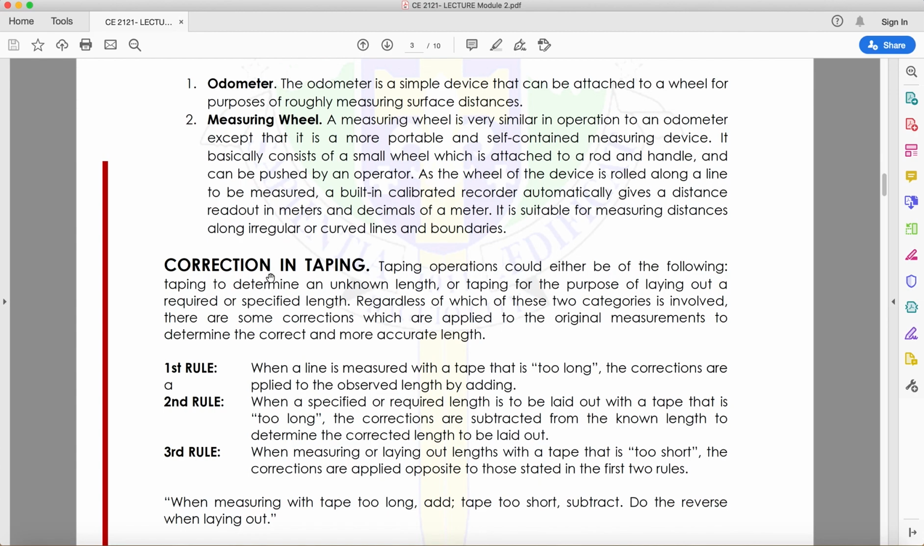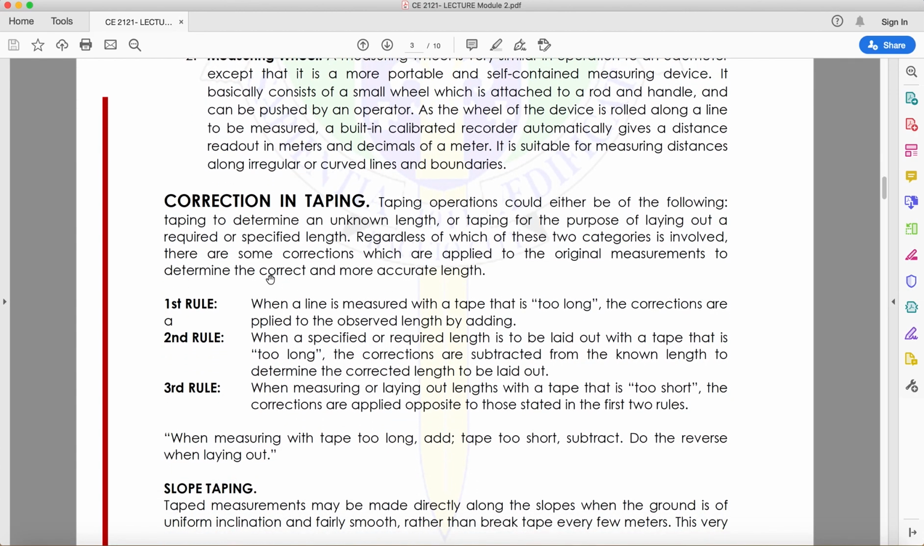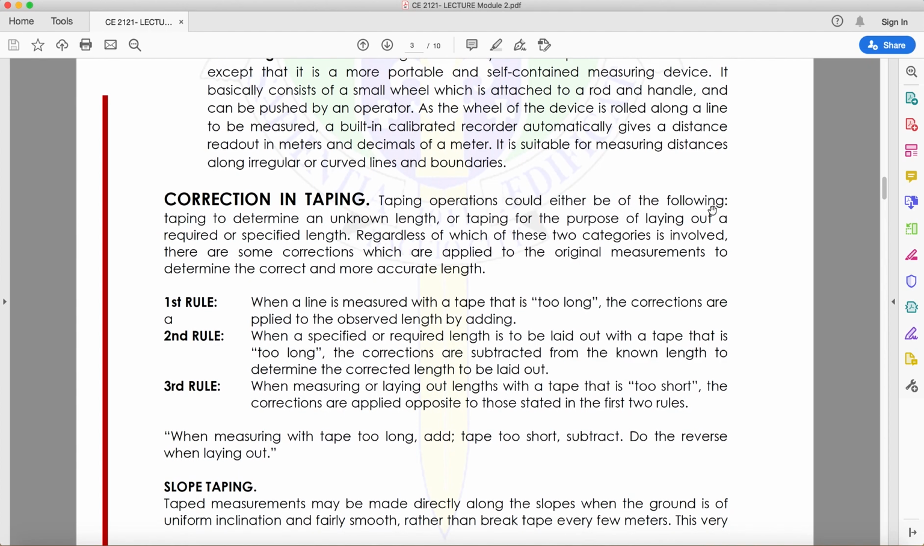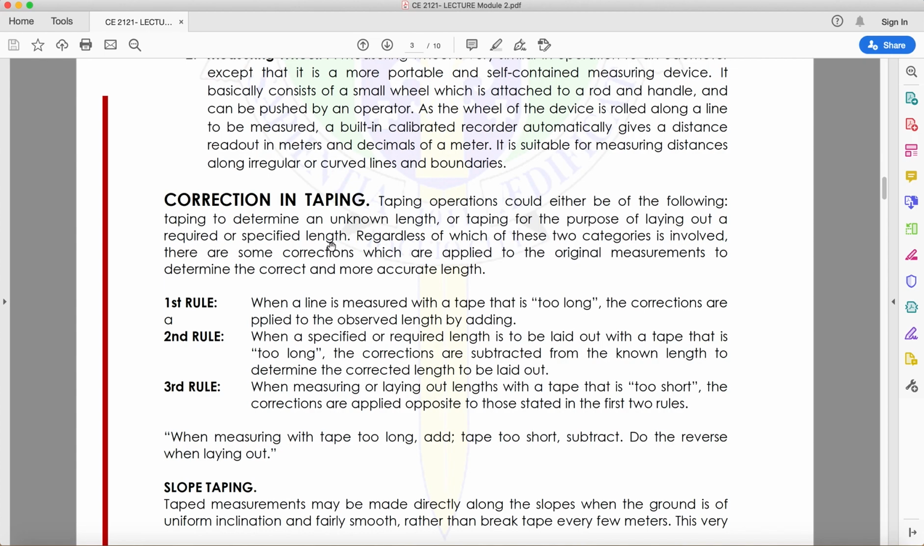Okay. Next is correction in taping. There will be corrections in taping in terms of us measuring certain distances. It cannot be avoided sometimes that we can have errors due to different factors. Taping operation could either be of the following: taping to determine an unknown length, or taping for the purpose of laying out a required or specific length. Those are different. When we say determining an unknown length, we have 2 points and we are going to determine the distance between those 2 points.